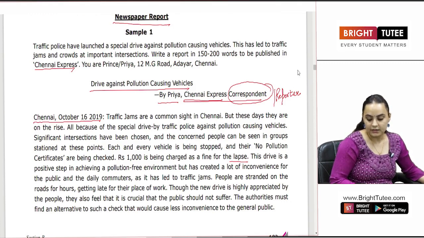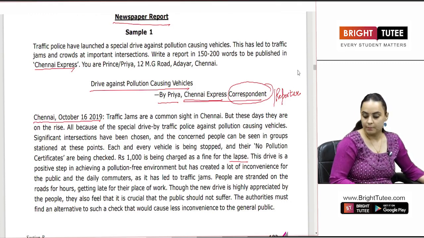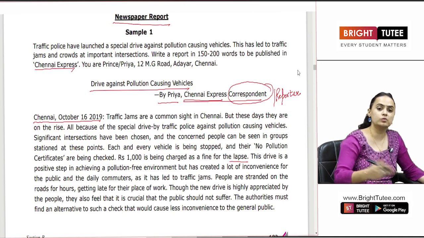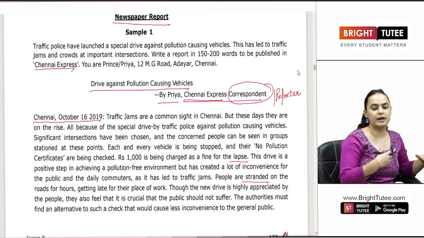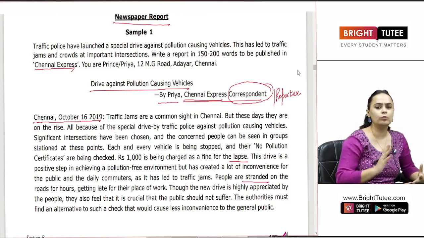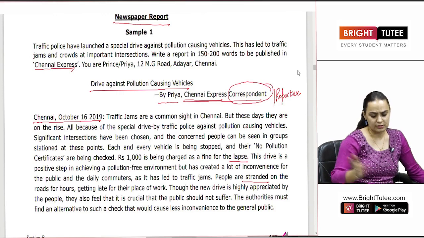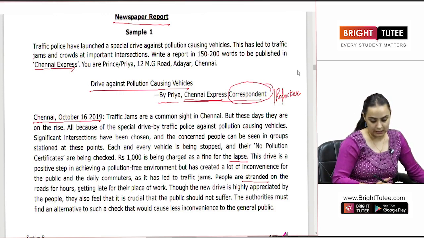As it has led to traffic jams, people are stranded on the roads for hours, getting late for their place of work. So, what is the repercussion? What is the result of these traffic jams? That people are stranded. Stranded means people are stuck on the road for long hours and they are late for their work every day.